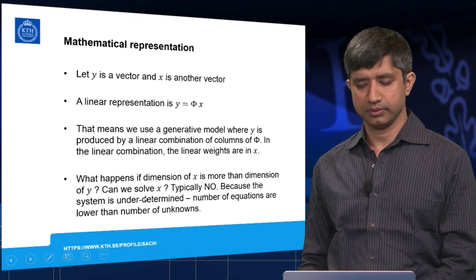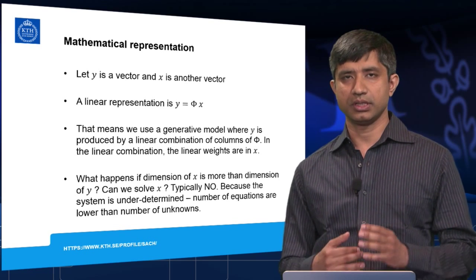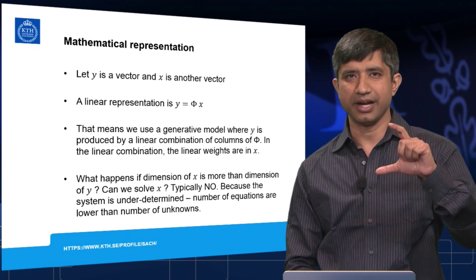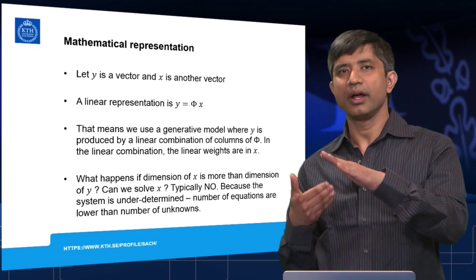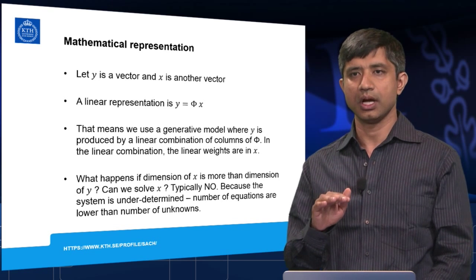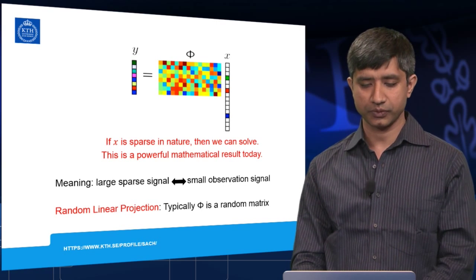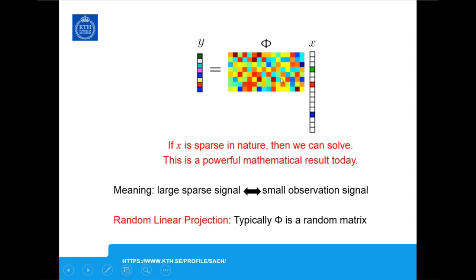Can we solve for x? Typically no, because the system is underdetermined. What does it mean? Because the dimension of y is much smaller than the dimension of x. So, that means the number of scalars in y is lower than the number of scalars in x. Again, that means that the number of equations in this whole system is lower than the number of unknowns. In that case, we cannot solve it in general. So, this is a pictorial representation of y equal to phi x. In this case, x is large and y is small, and we cannot solve this system.